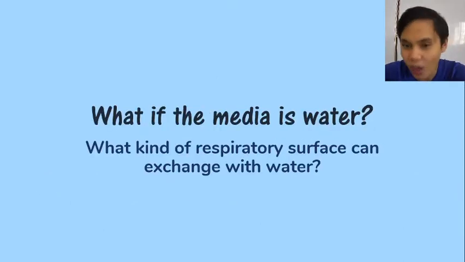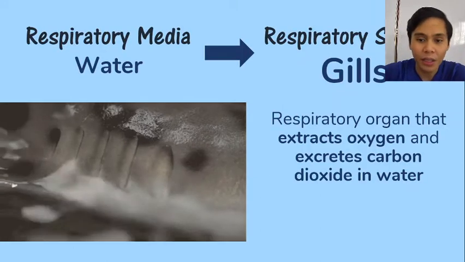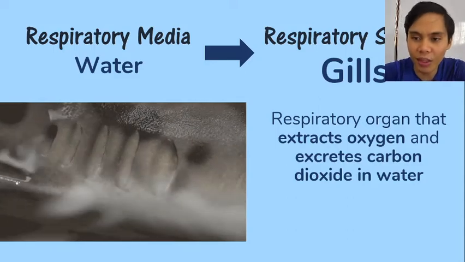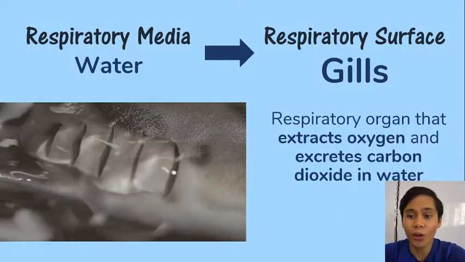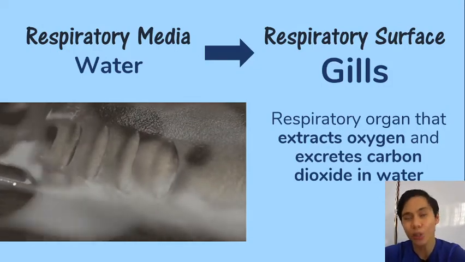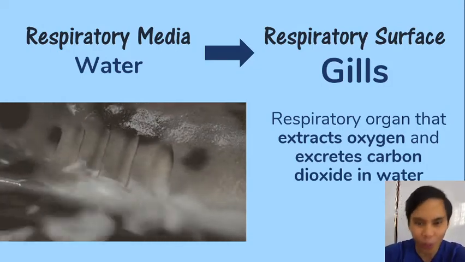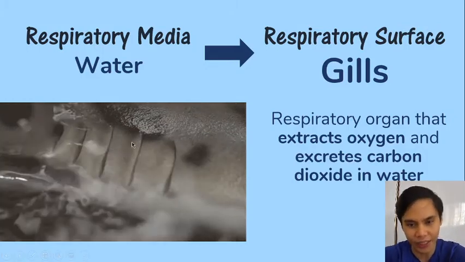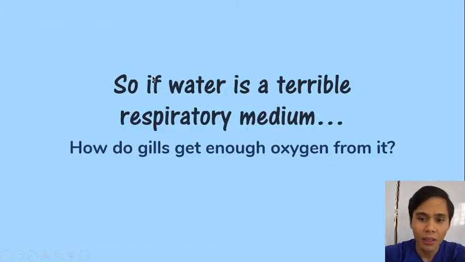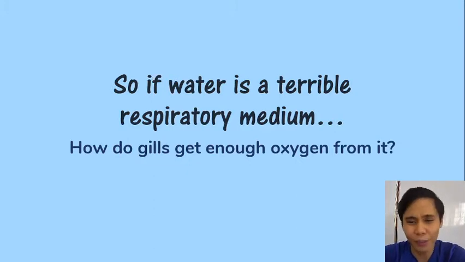So if the media is water, what surface is good to use with water? In order to understand that, we look at the gills of the fish. The gills of the fish are respiratory organs that extract oxygen and excrete carbon dioxide in water. You can see in this GIF how the water goes through and out of the gills. So if water is a terrible medium, how do the gills get enough oxygen from it?